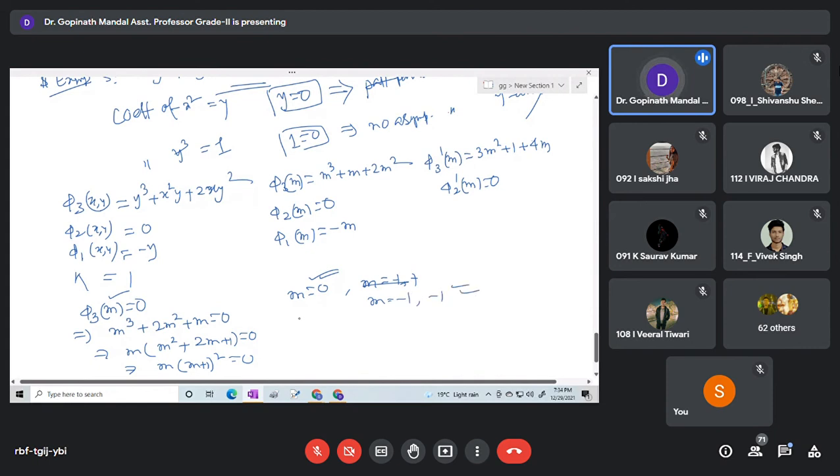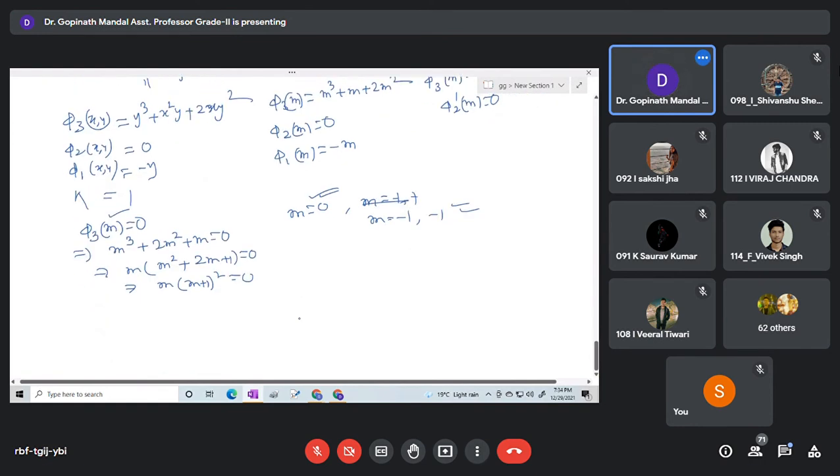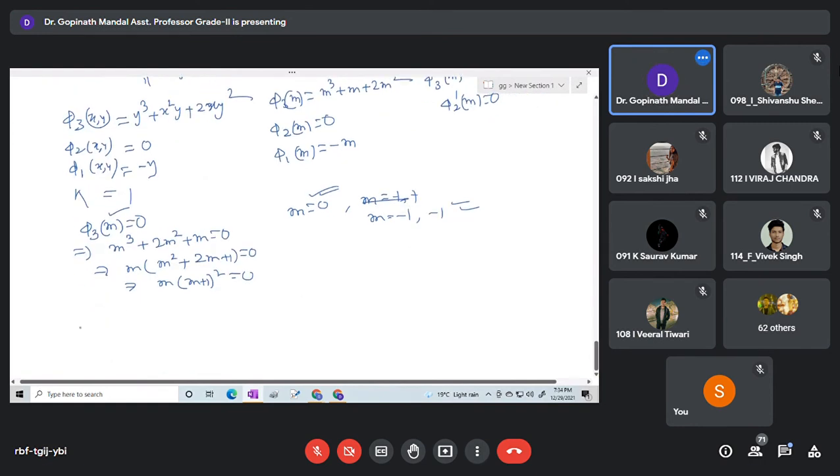So in the first case we find the c of the non-repeating root, m equal to 0. From where? From phi 3 dash m plus phi 2m is equal to 0. So c will be equal to phi 2m by phi 3 dash m. Now phi 2m equal to 0, so c will be automatically 0.